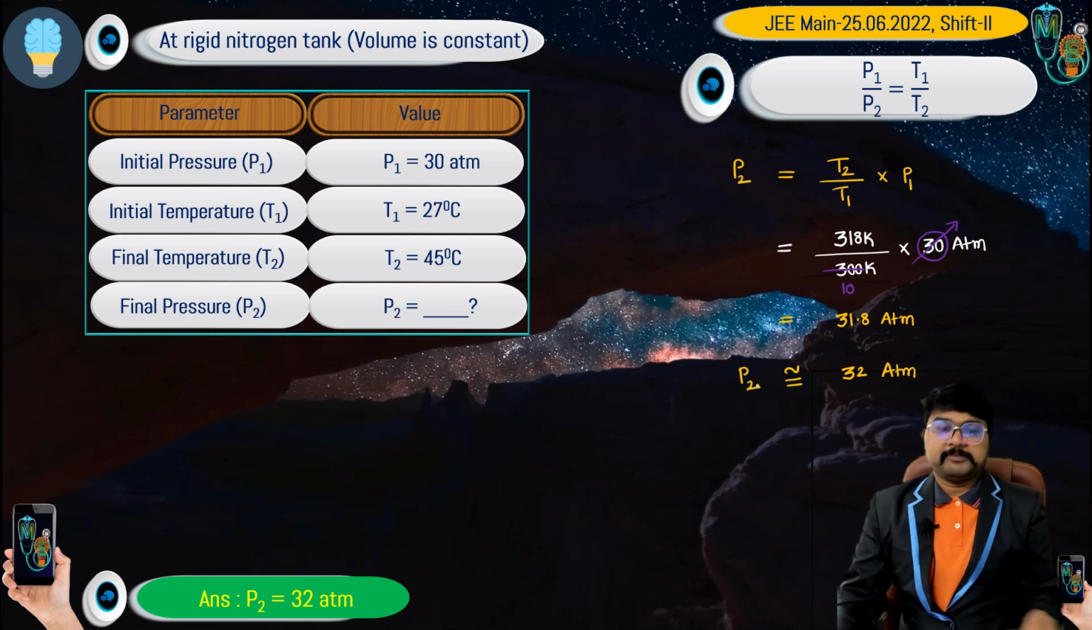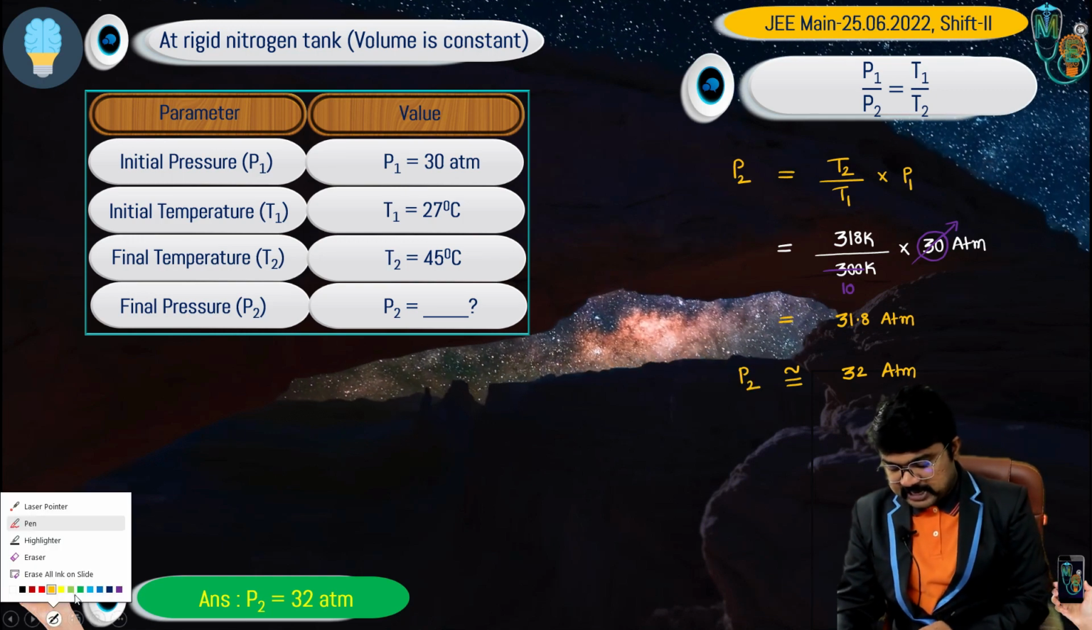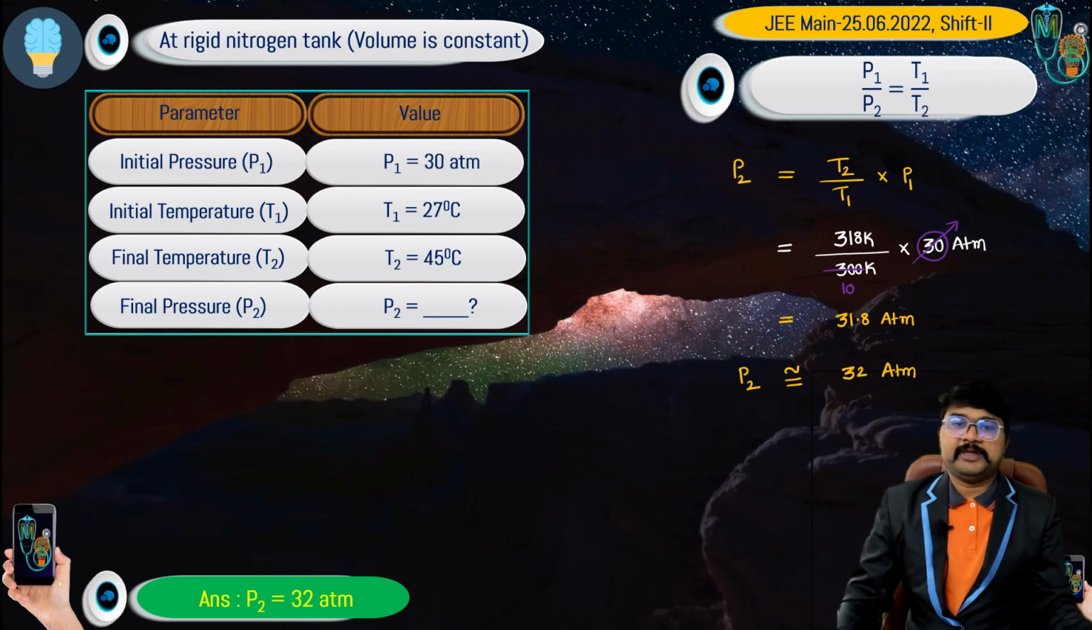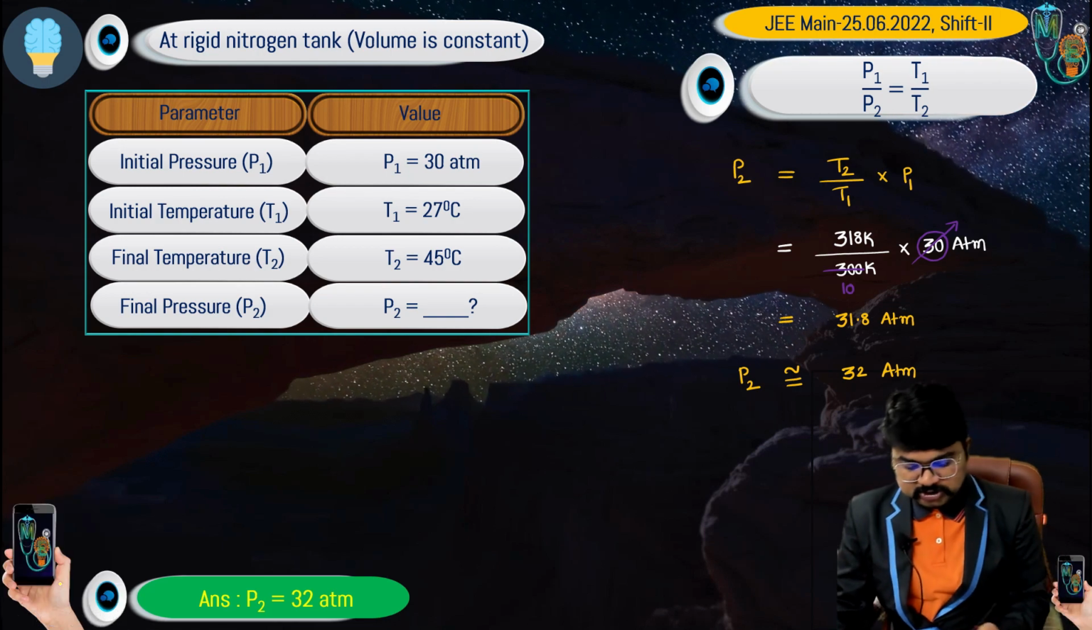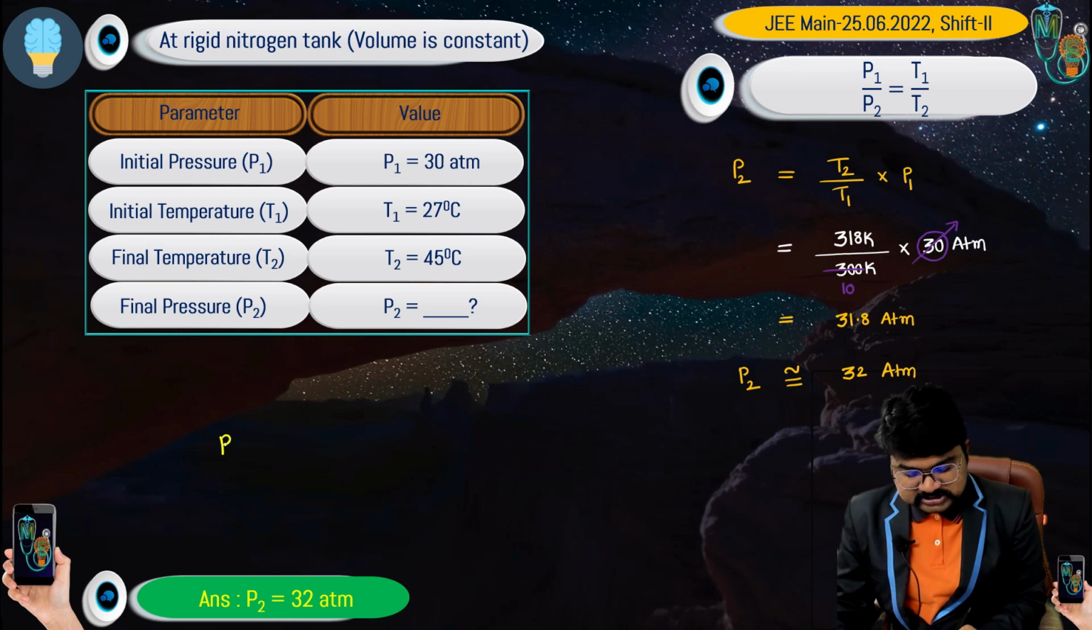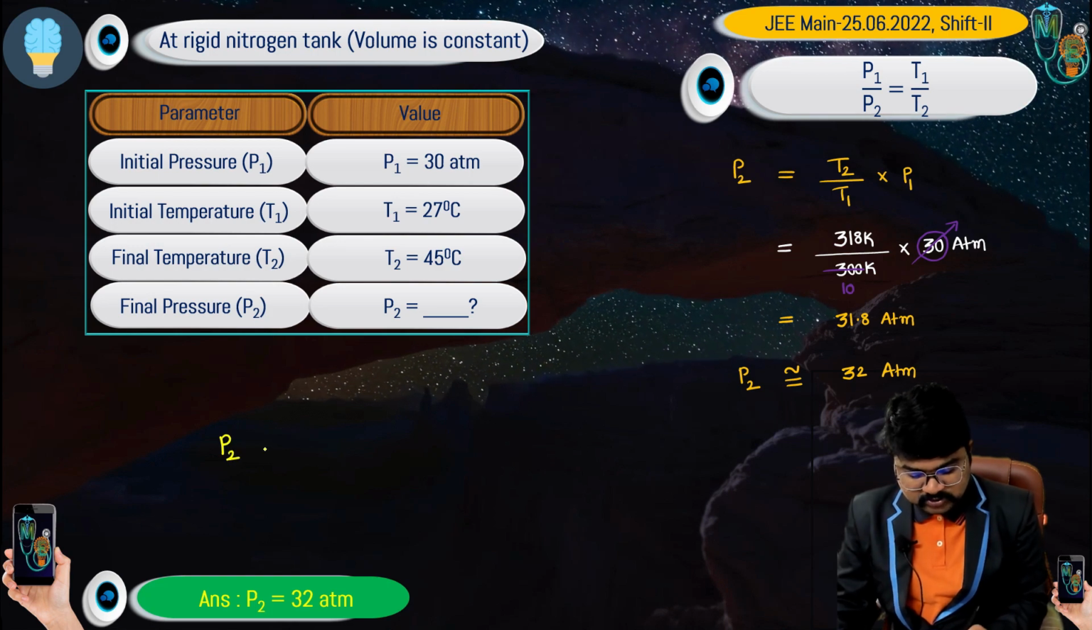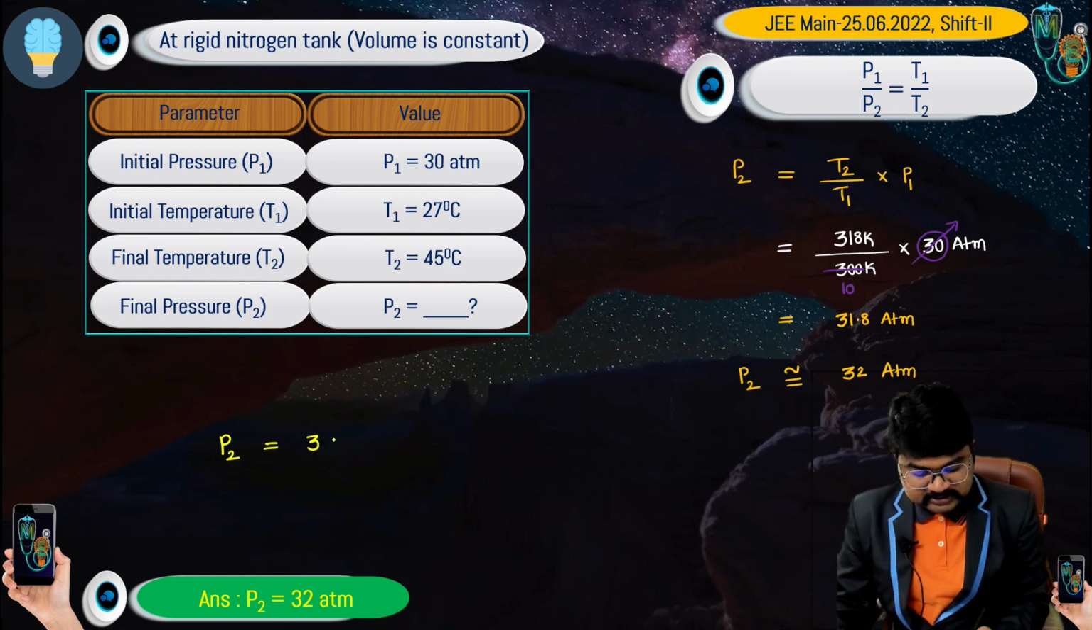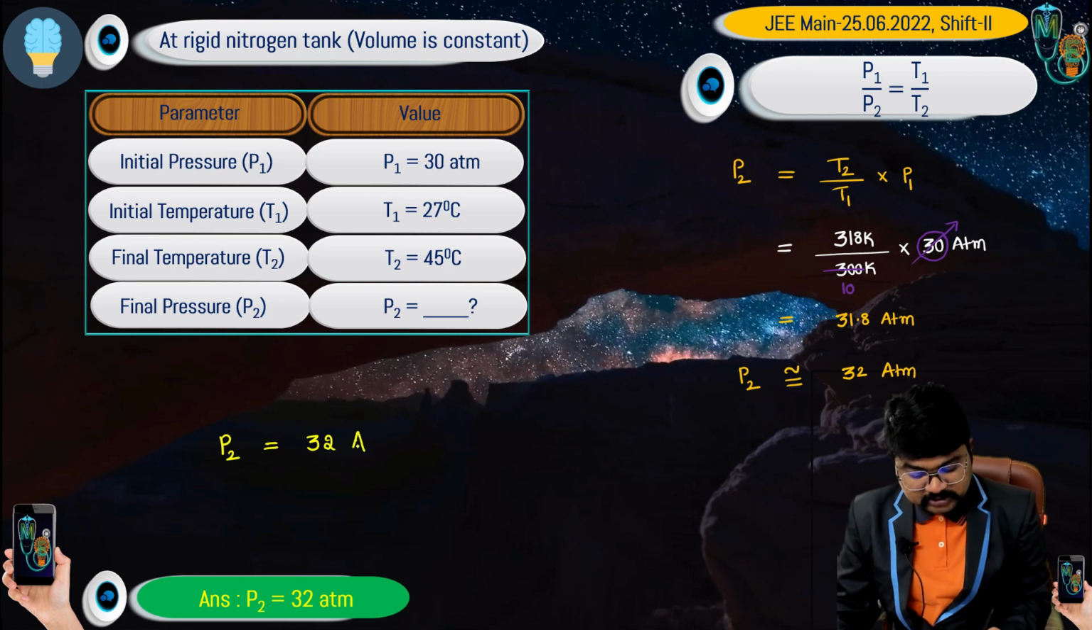They are asking the pressure at 3 pm. Pressure at 3 pm, that is 32 atmosphere. Final answer to this question, P2 equals 32 atmosphere.